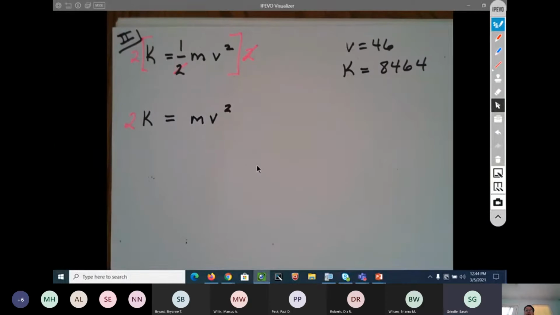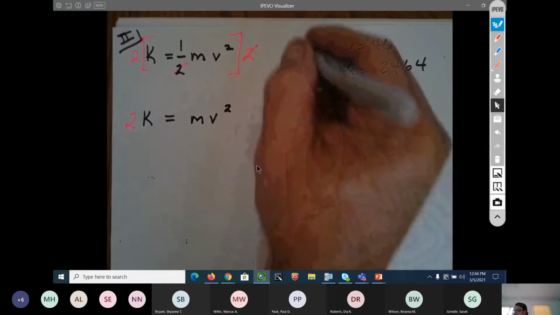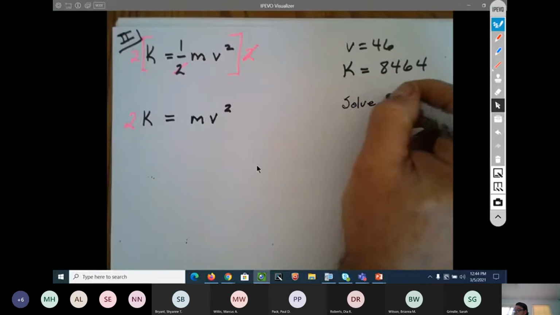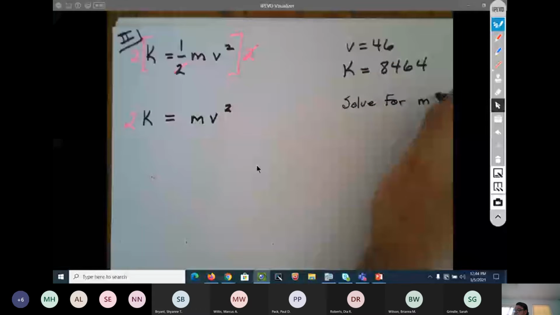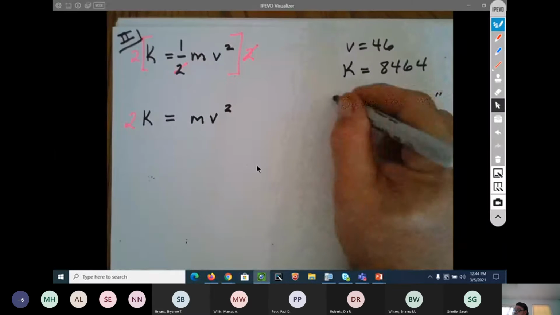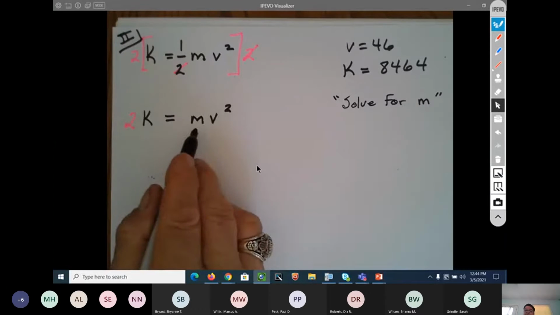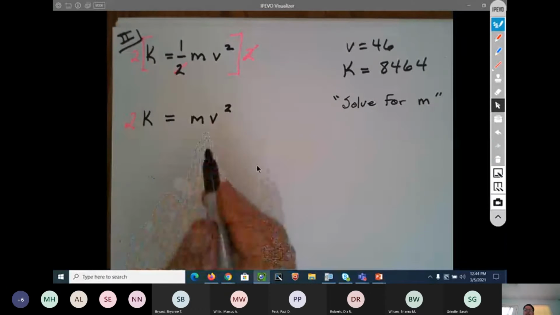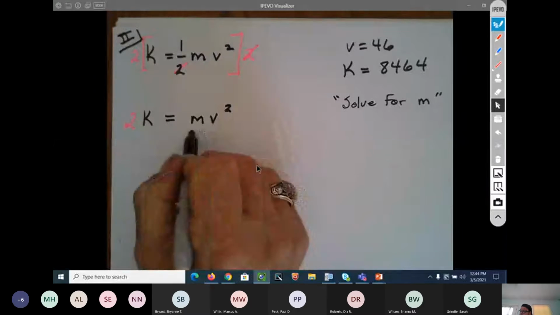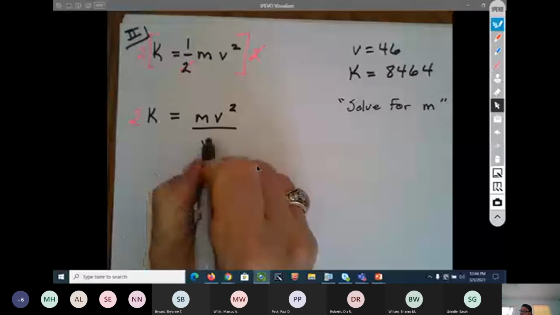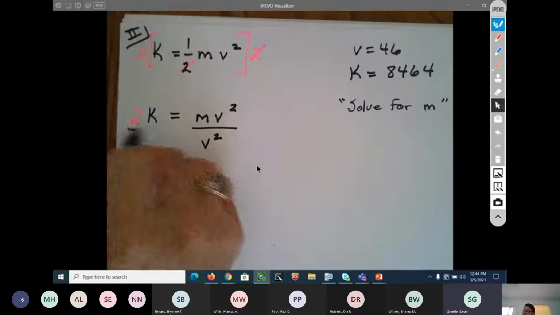And now I want to get m by itself. It says solve for m. That's what the directions say. So I want to get m by itself. So how do I undo multiplying by v squared? I divide by v squared.